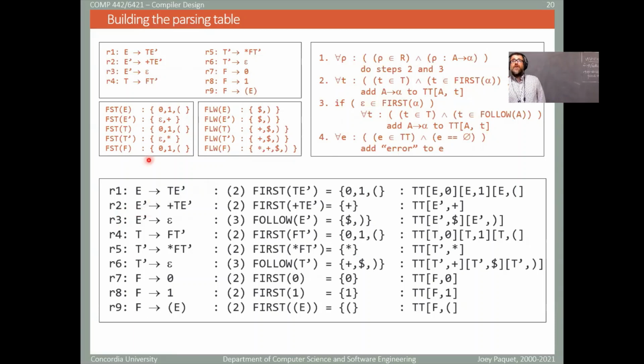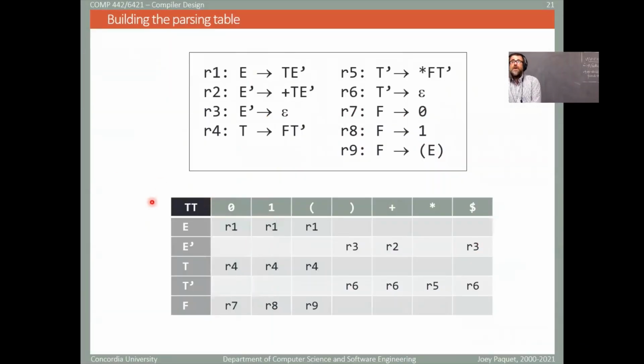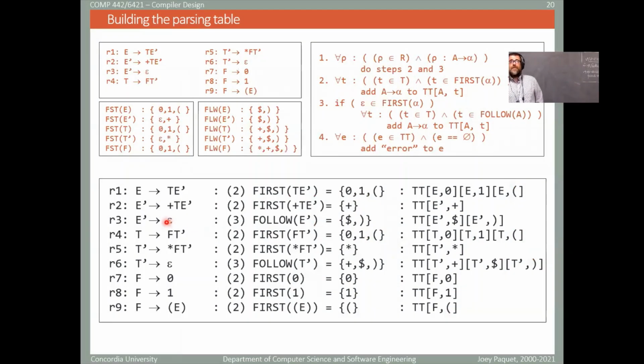Then I'm doing rule number 2. So E prime gives plus TE prime. Using rule number 2 here, I find the first set of plus TE prime, which is of course plus. So that means in the table, I include at coordinates E prime, plus, rule number 2. E prime plus, rule number 2. Then rule number 3 does not apply to this rule here.